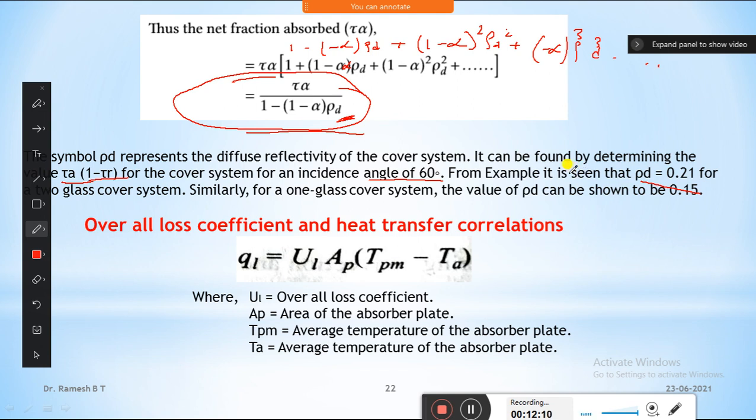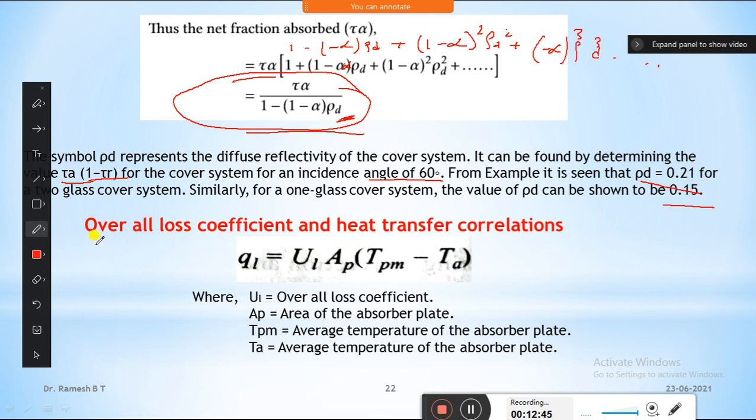And for the 1 glass cover system this value becomes 0.15. If you go with 2 covers, it is 0.21, meaning whether the problem gives 2 covers, 3 covers or 1 cover. If the cover is 1, we can take the value 0.15. If the cover system is 2, we can directly take the rho d value as 0.21 for the calculation purpose. Okay, so next is the overall loss coefficient and heat transfer correlations.